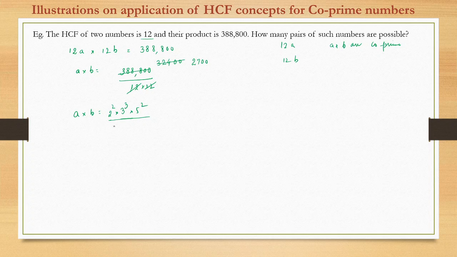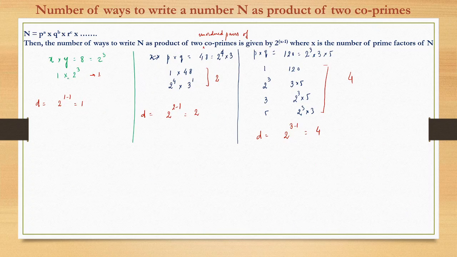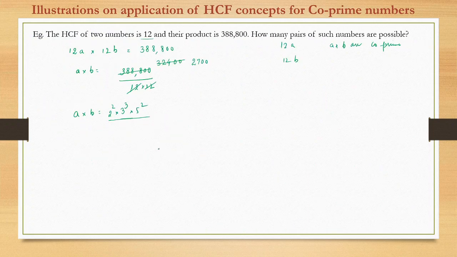So this we have seen, that is 2 raised to power x minus 1. And here we can do this manually also. We have tried doing this manually, product of two numbers, but here the number is so big, it's really difficult to do manually, so we'll use the formula. So say d is the number of such ways in which we can write this number as a product of two co-prime numbers. So that will be nothing but 2 raised to power n minus 1, where n is the number of prime factors. Number of prime factors is 2, 3, 5, so 3 minus 1, so 2 raised to power 2, that is 4. Those four cases we can manually chart out also.